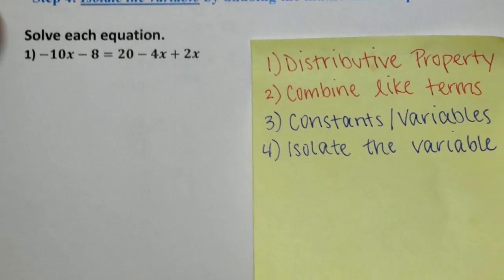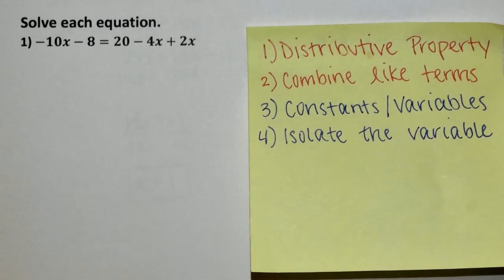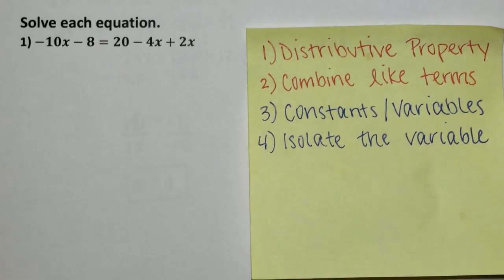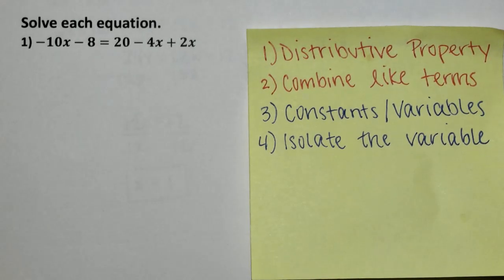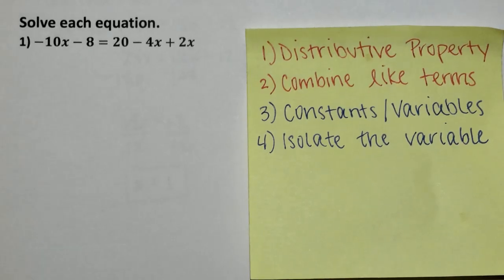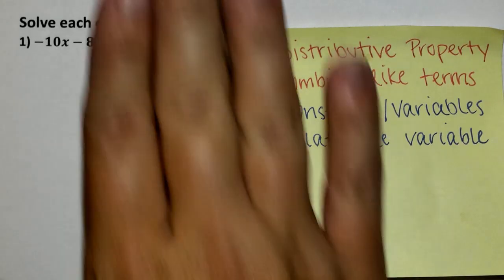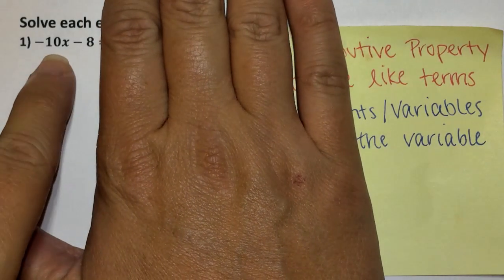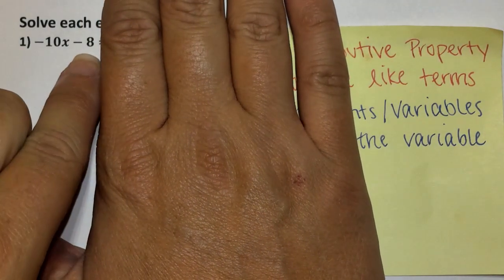So this first one, we check for parentheses. There are none, so we don't have to use the distributive property. We just skip that step if there are no parentheses. Step 2, combine like terms. We have to look at one side of the equation at a time. Negative 10x minus 8, the left side of the equation. We cannot combine these two things because this is a variable term and this is a constant.